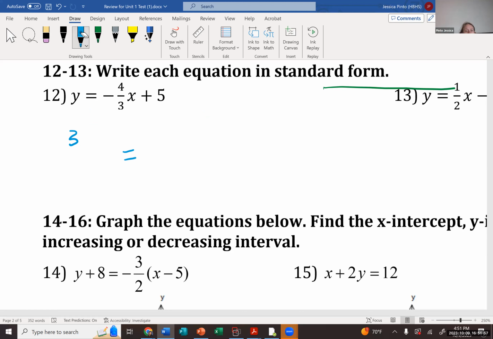Oh no. What do we do? Okay. Well, let's times everything by 3 in our head. Your pen is not working.